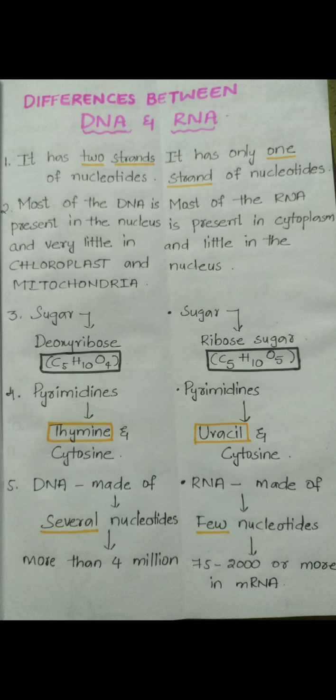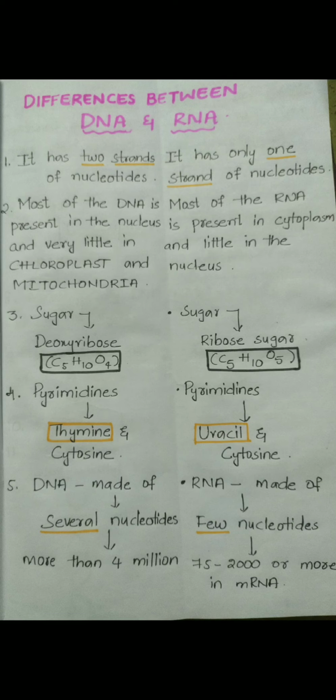So where is the RNA present? Most of the RNA will be present in cytoplasm and a little will be present in nucleus. Exactly opposite to the location of DNA. DNA is majorly present in nucleus and little quantity in other organelles, whereas RNA is majorly present in cytoplasm and little quantity of ribonucleic acid is also present in the nucleus.